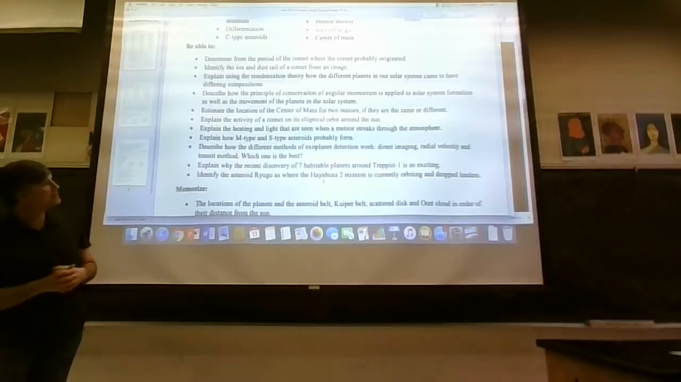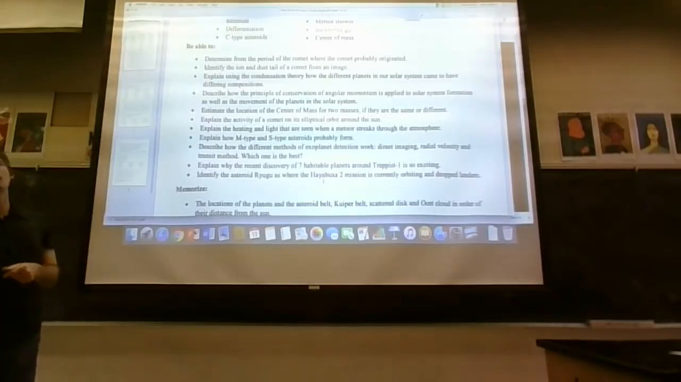Describe how the different methods of exoplanet detection work. Direct imaging is the weakest: you have to take a picture and watch it change. Radial velocity, which is the Doppler effect, is okay, not great, but okay. And the best one is the transit method. That one is the one we have thousands of examples of.